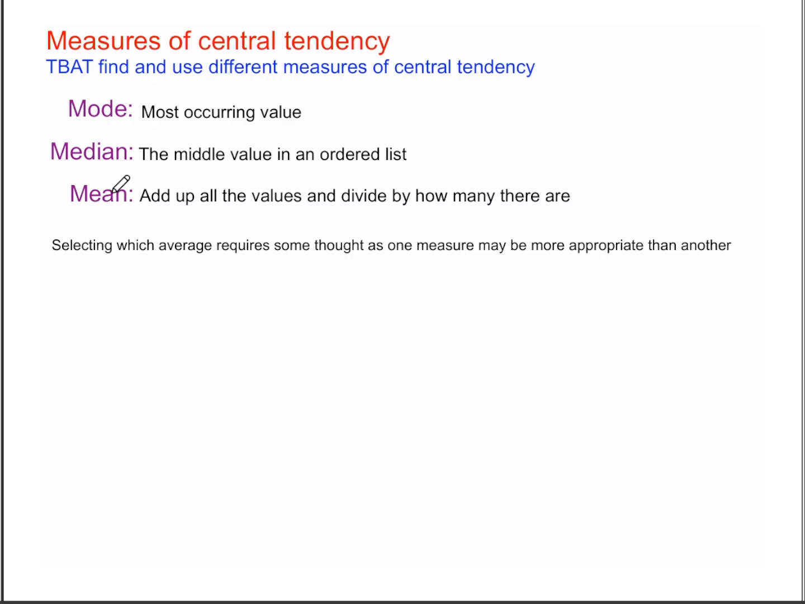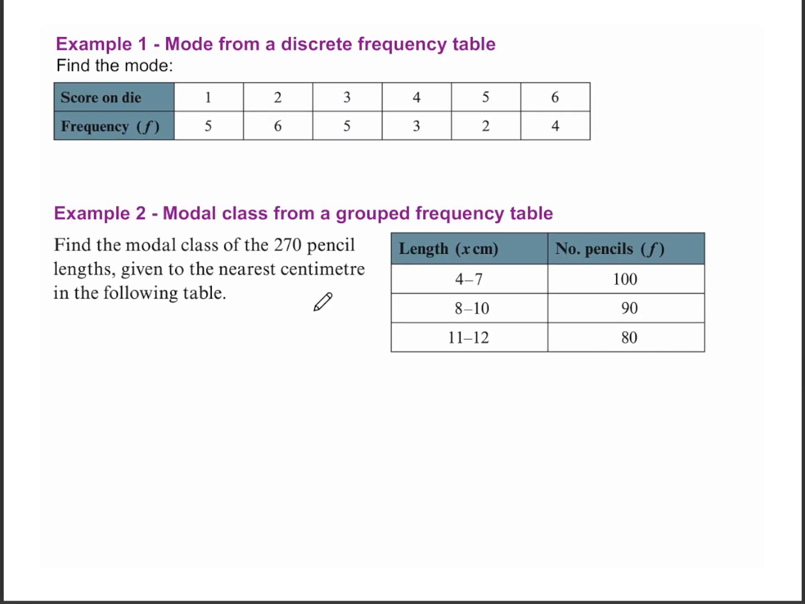The mode is the most occurring value, or the value that repeats the most. The median is the middle value of an ordered list, as we have seen before. And the mean is when you add up all the values and you divide by the number of values that are there, which is what we know as the most common use of the average, right? Selecting which of these requires some thought, as each measure may be more appropriate than the others in different situations.